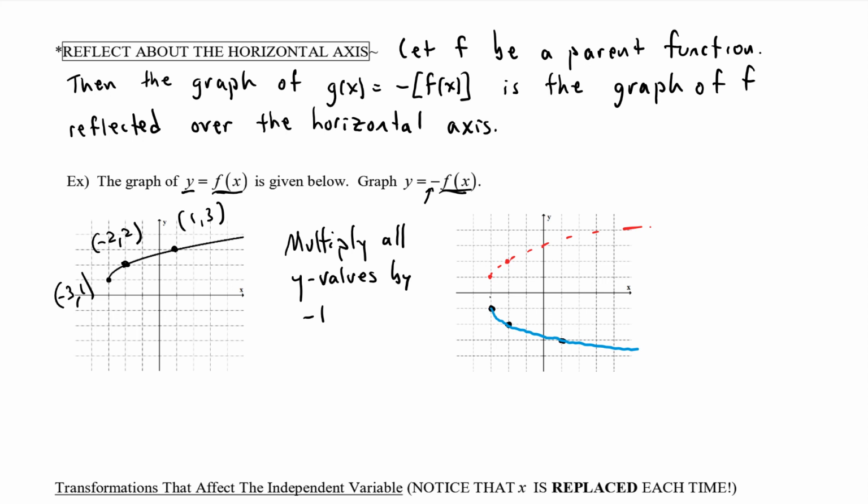If I put the parent function back on here, it was right here, but that got flipped. Imagine folding it over the x-axis. It would end up where the blue one is. That's our new function. So if you ever want your entire relation to flip over the x-axis, you just multiply all the y values by -1. So that's 5 transformations that affect the y variable, or dependent variable. Now let's look at 5 that affect the x variable.